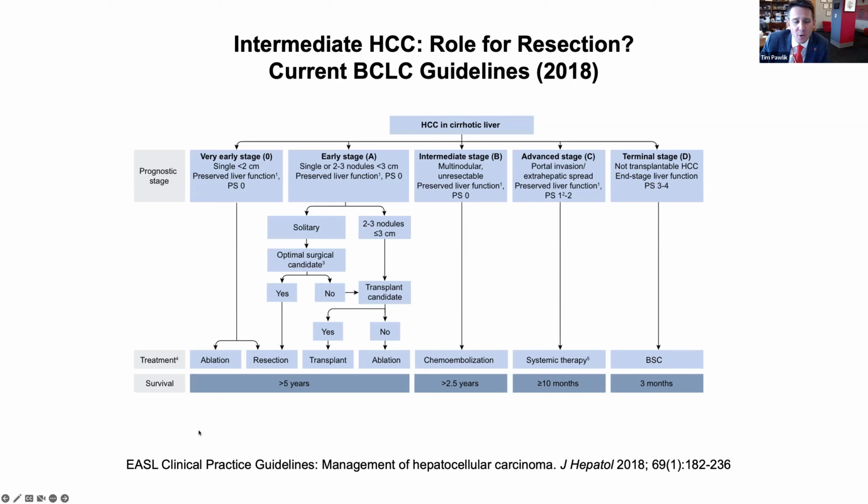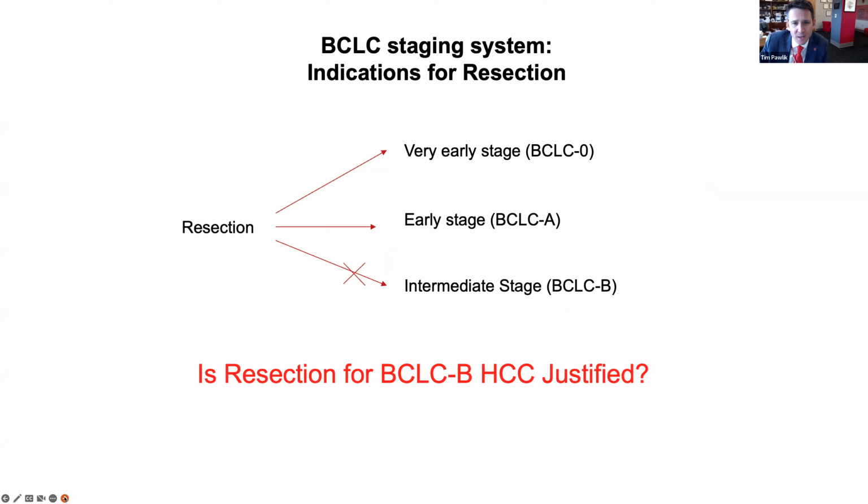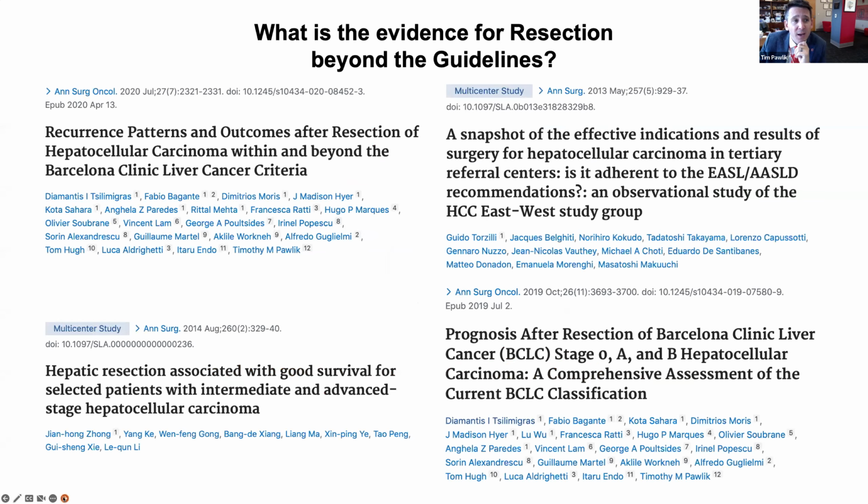And you can see here that traditionally the BCLC has only recommended surgery for either very early stage or early stage HCC, so for those patients with solitary disease or very small burden of disease, but they have not recommended surgical resection for intermediate stage BCLC-B patients. So there's a lot of discussion and debate around whether resection for these intermediate HCC patients is justified.